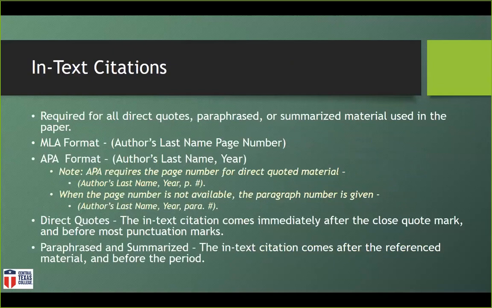Provide in-text citations for all direct quoted, paraphrased, or summarized material used in the paper. For MLA, the format, generally speaking, will be parentheses, the author's last name, a space, the page number, and then a closed parentheses. For APA, the general format will be parentheses, the author's last name, comma, the publication year, close parentheses. Please note, APA requires the page number for directly quoted material.